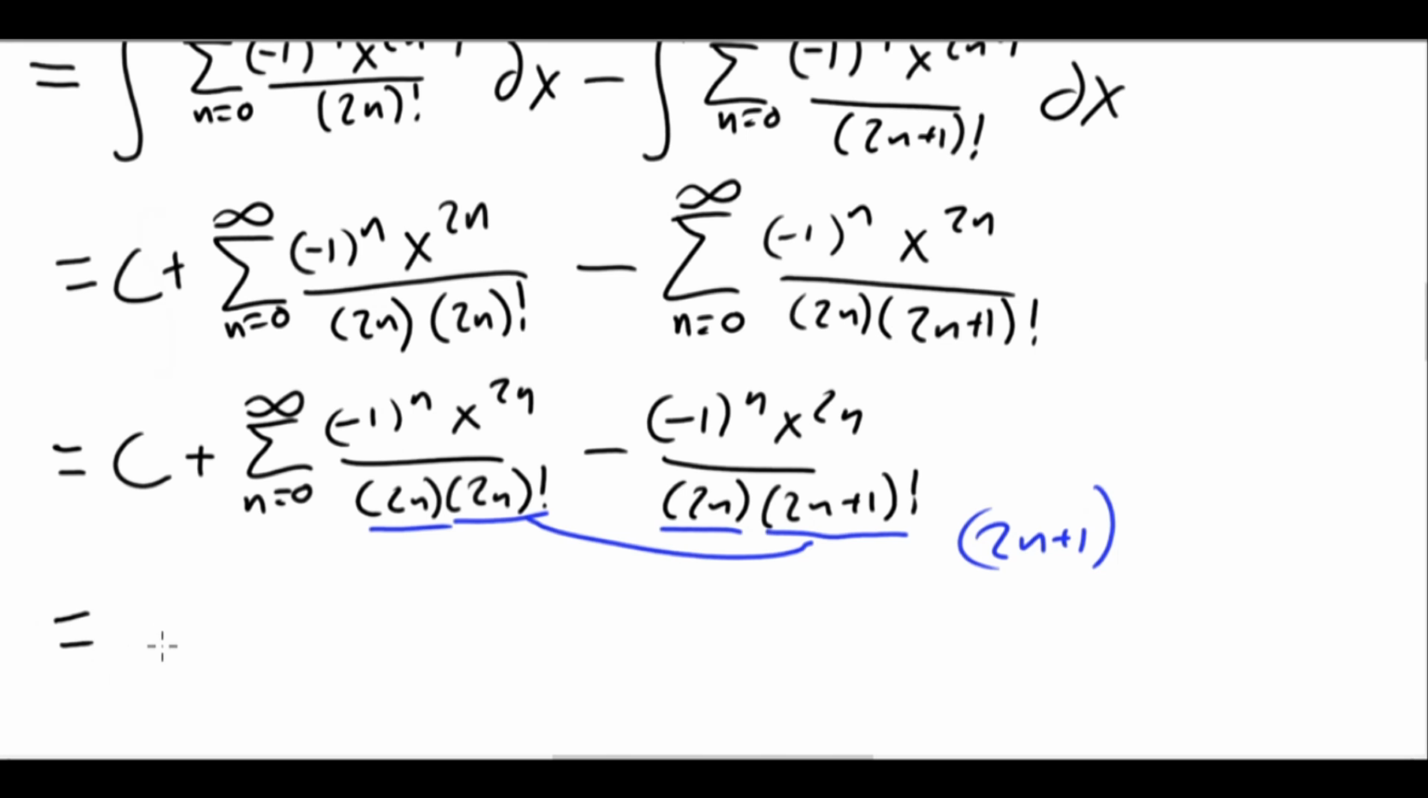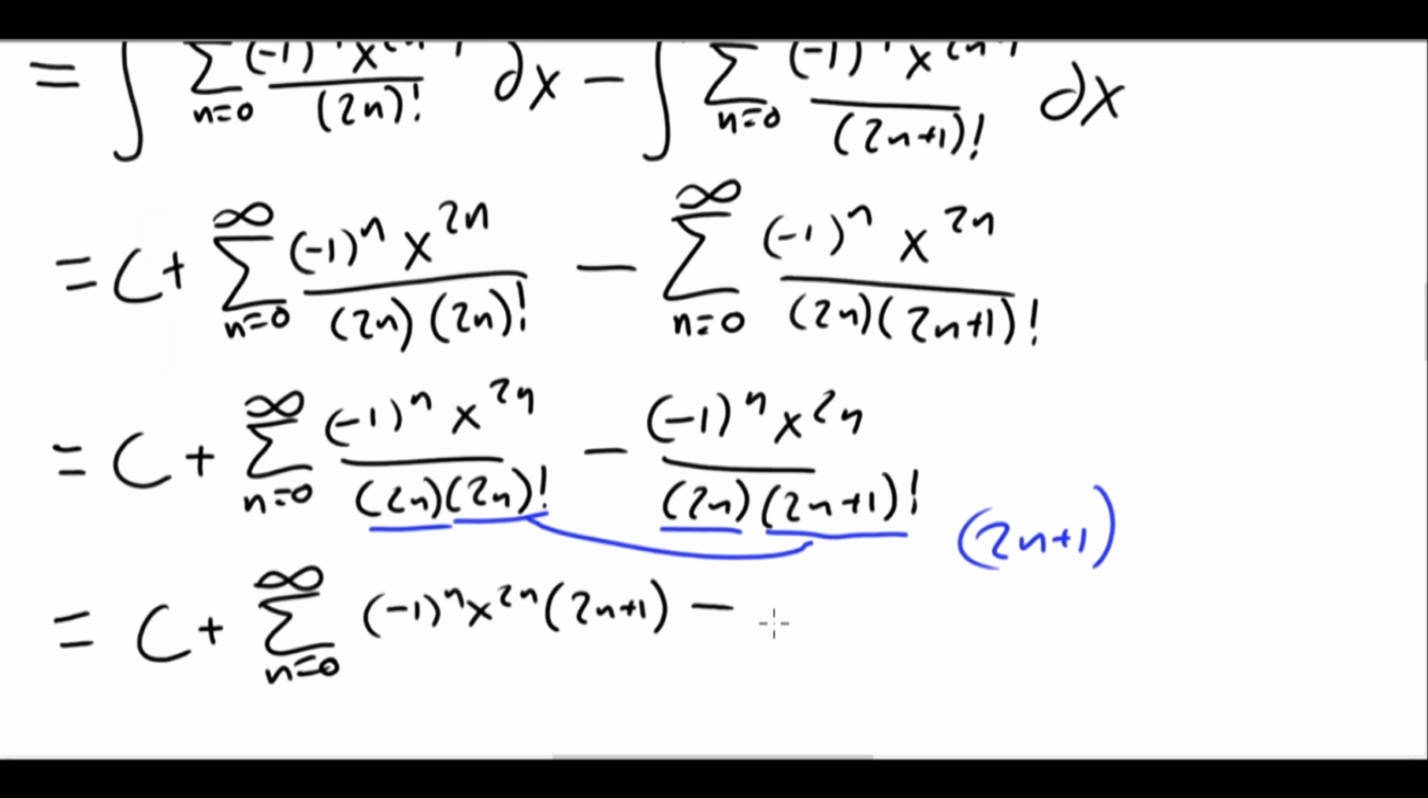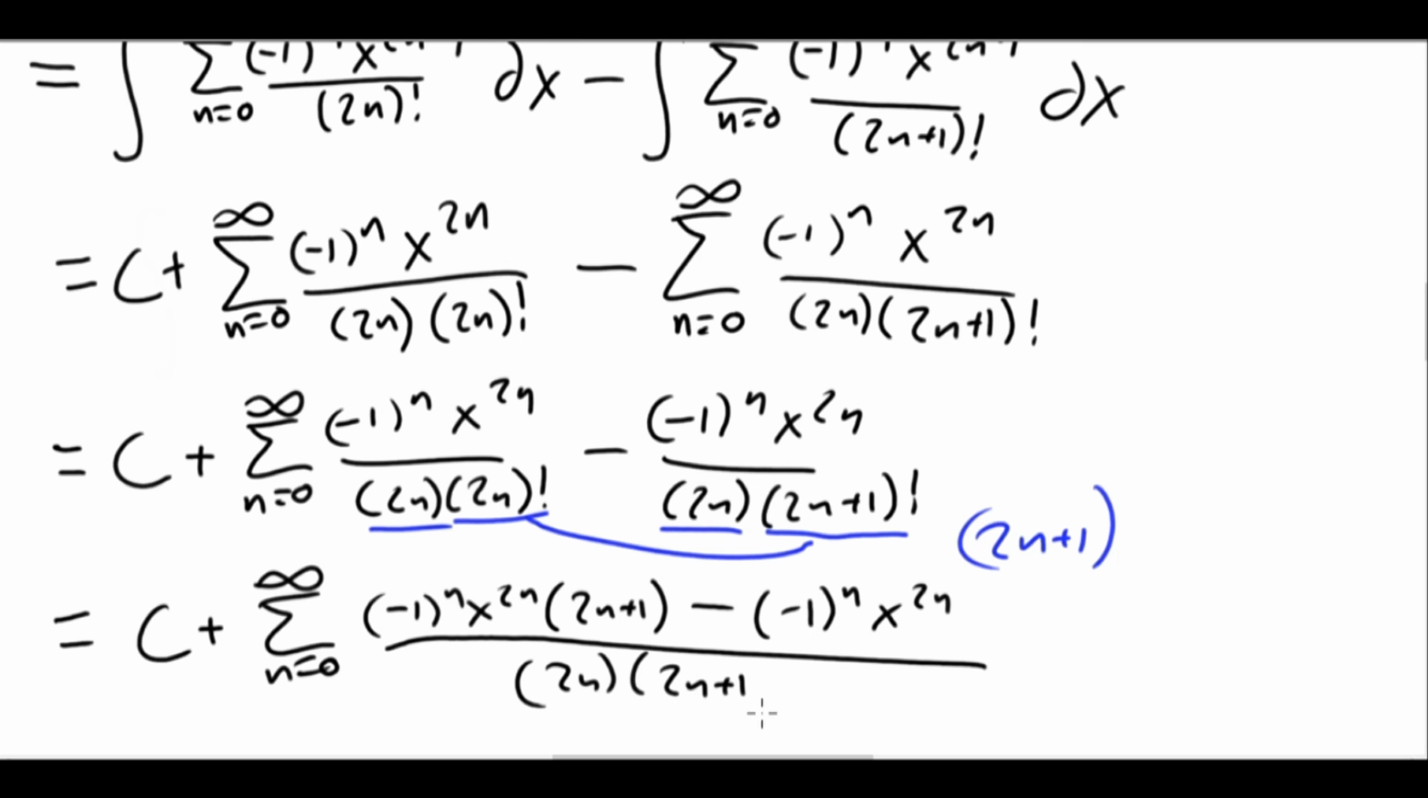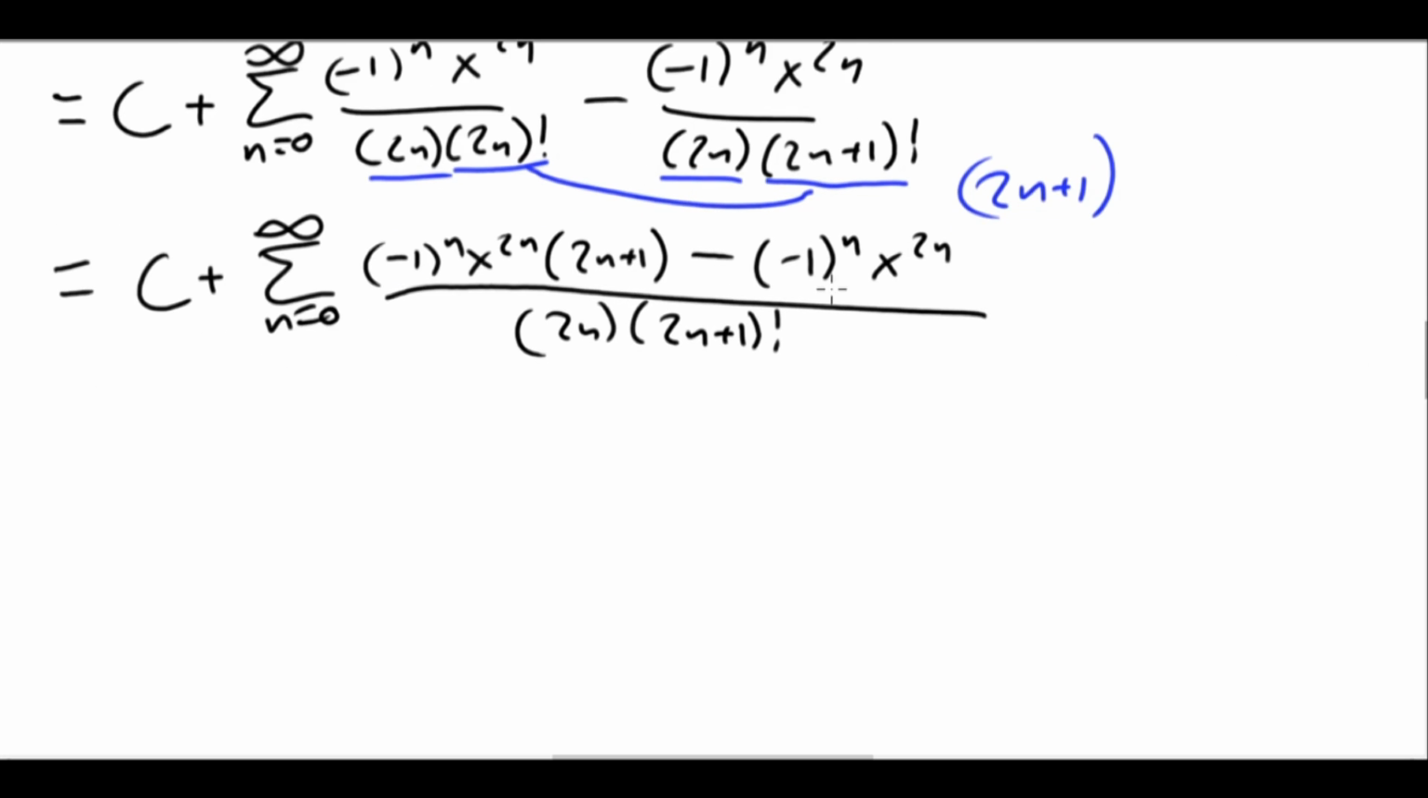So this is the same thing as c plus the sum from n equals 0 to infinity of negative 1 to the n, x to the 2n, times 2n plus 1, minus negative 1 to the n times x to the 2n, all of this divided by 2n times 2n plus 1 factorial. That fraction combination is remarkably easy to mess up, as I have discovered in the past. So now this is looking pretty nice and a lot easier to deal with.